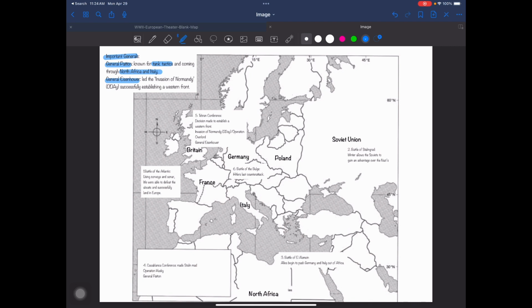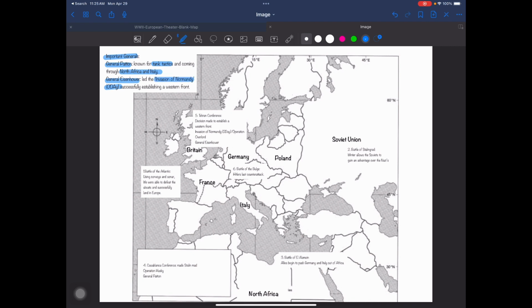And so he's going to be responsible for, down here at the very bottom of the screen where you see North Africa, pushing the Axis powers out of that part of Africa. And then when we go to enter into Europe through Italy, he's going to be leading that charge. And then another important general, the mastermind behind creating what we're going to call the Western Front, is General Eisenhower. And that Western Front is often referred to in this country as D-Day, and the invasion of Normandy.